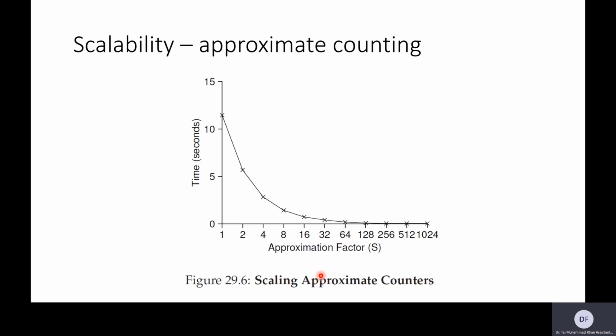Okay? As S increases, threads do more work independently, and threads synchronize less and less. So they can work independently in parallel. And if there are more resources available, then the time to execute this program will reduce, because more and more work will be done in parallel on multiple processors. So approximate counting is much more scalable than exact counting. There are situations in which approximate counting is good enough.